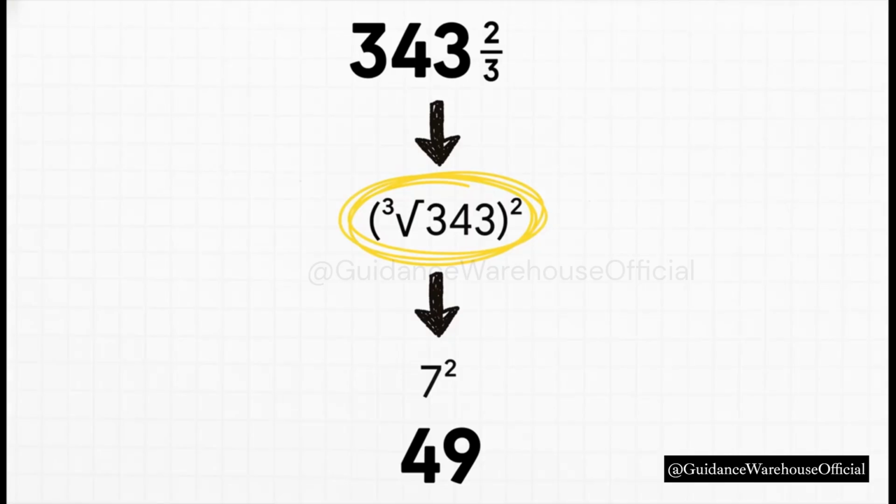Check out how powerful this is. You see something like 343 to the power of 2/3, and it looks terrifying. But don't panic, just translate it. The fraction 2/3 tells us to do two things. Take the cube root and then square the result. Well, the cube root of 343 is 7, and 7 squared is 49. See? Switching forms made a really scary problem totally simple.